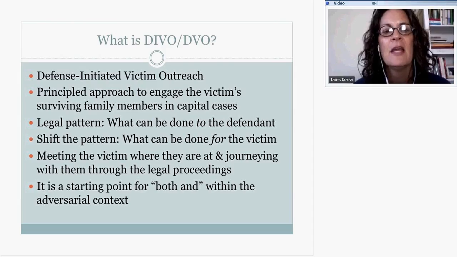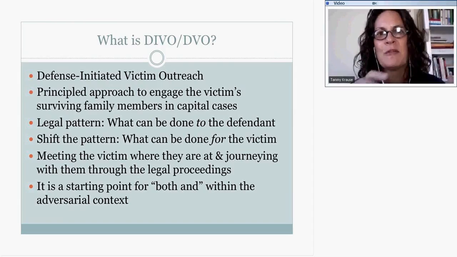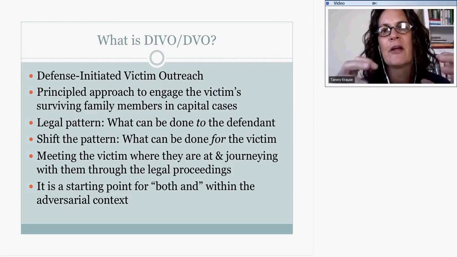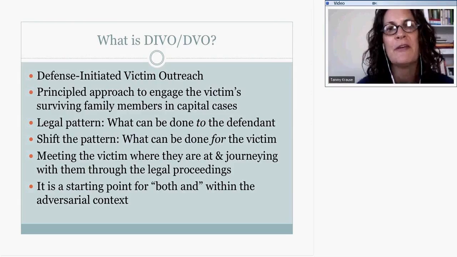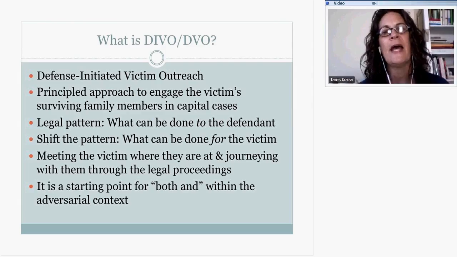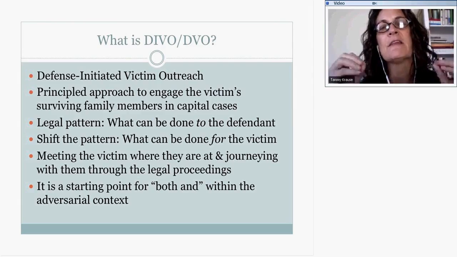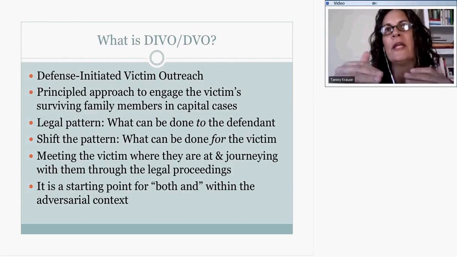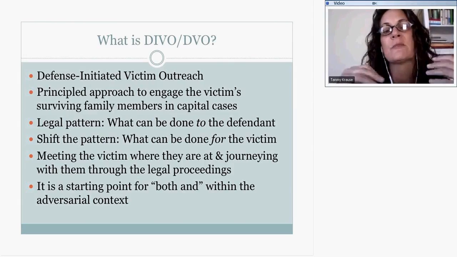And so, as most of you know, the typical legal pattern that we have in our adversarial system is that it's become about what can be done to the defendant. And even though we have the victims' rights movement that has really elevated the victim's status in the legal proceedings, it still focuses on what can be done to the defendant rather than looking at what the legal system should be doing for the victim.